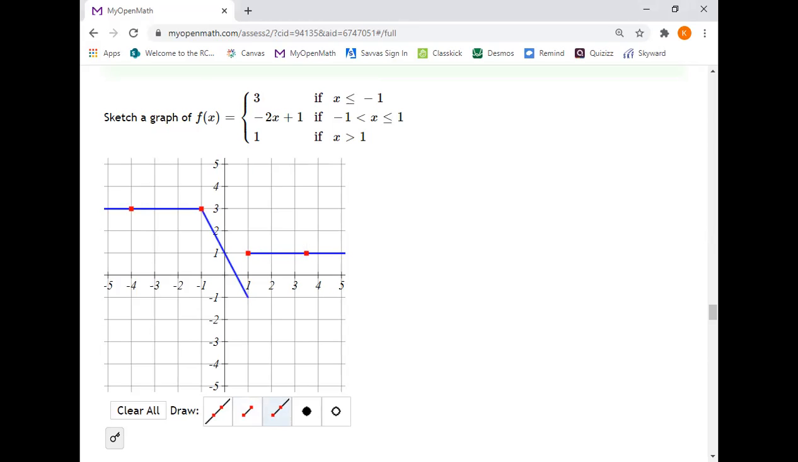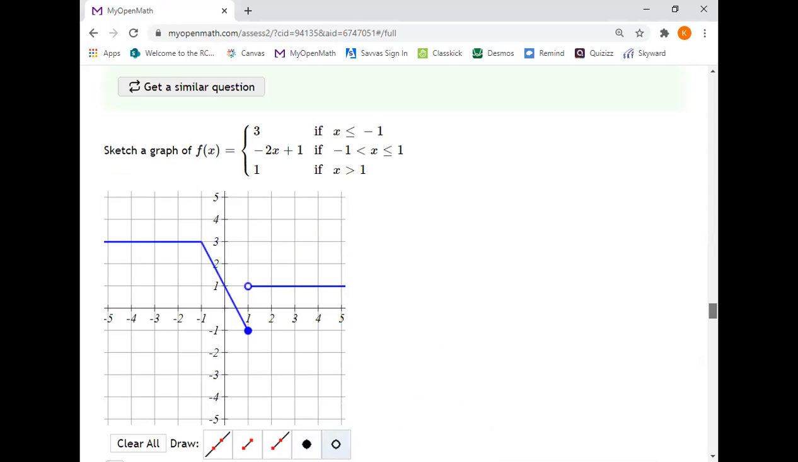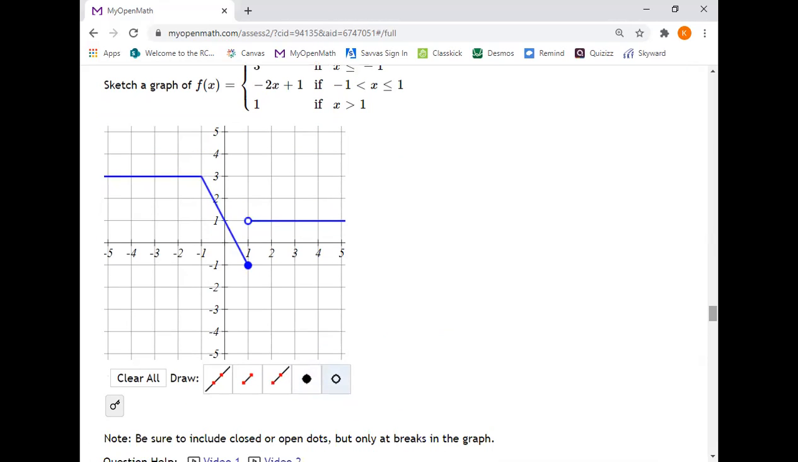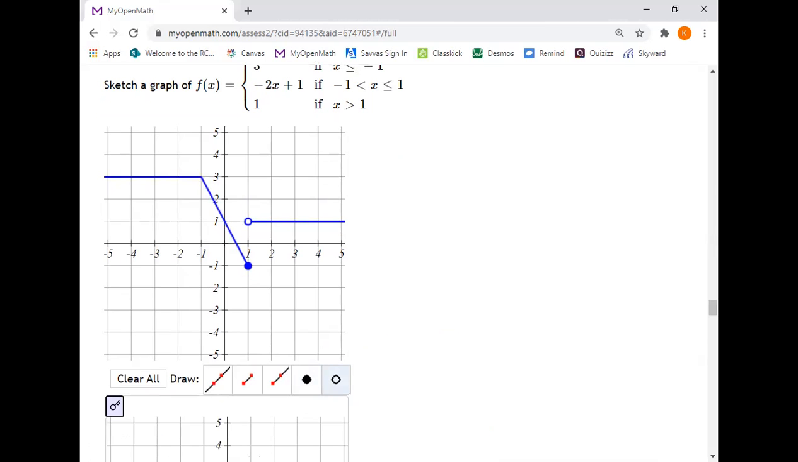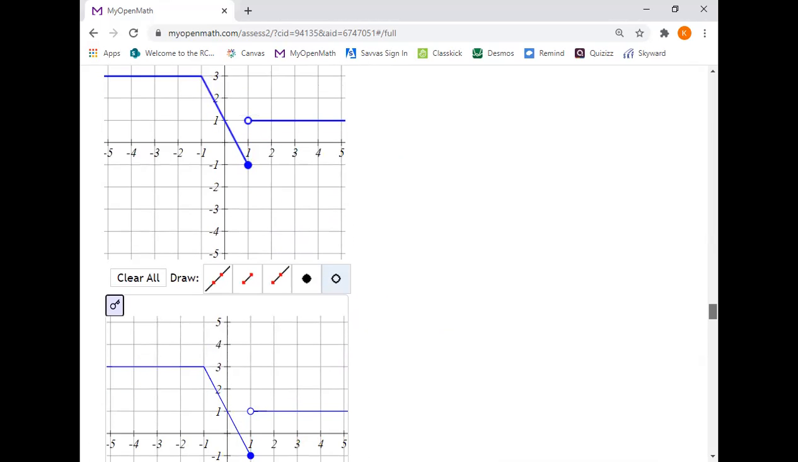Then lastly, again, the endpoints. Equal to on here, so we need a filled in dot on this one. And then no equal to on the endpoint here. So we need an open dot right there. And I believe if we submit that, it would be correct. Here, I'll just click the answer key down below. And indeed, I believe those are the same graphs. That's it.